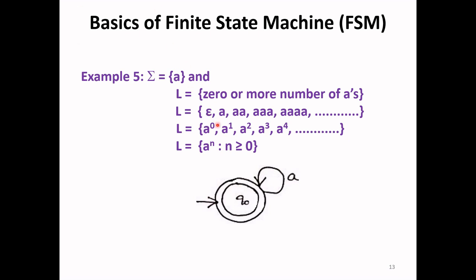Now, if I want one single A, then I'll take a self loop to the same state Q0. Start state Q0, taking one self loop for one single A reaches Q0, which is the final state, hence the string is accepted. Similarly for 3 A's, start from Q0 initial state, 1A, 2A, 3A reaches state Q0, which is a final state, hence the string is accepted by this particular finite state machine.